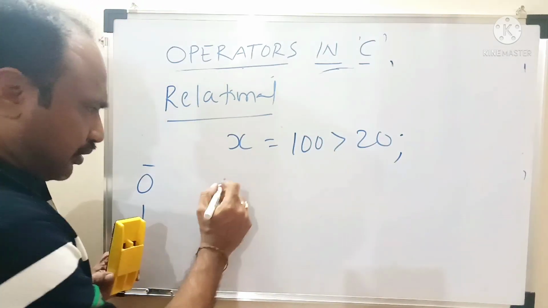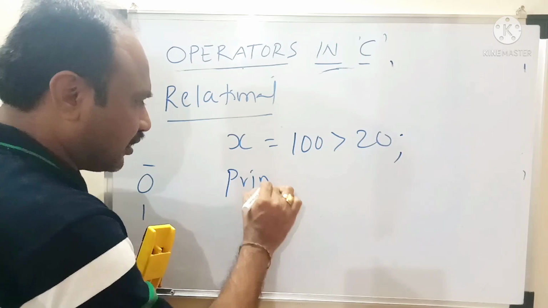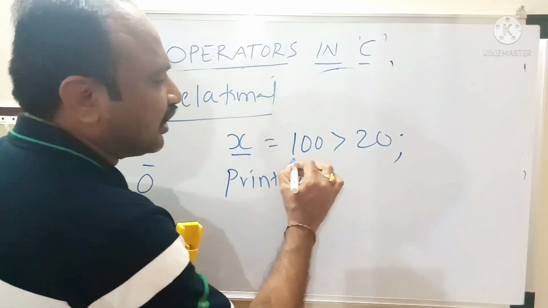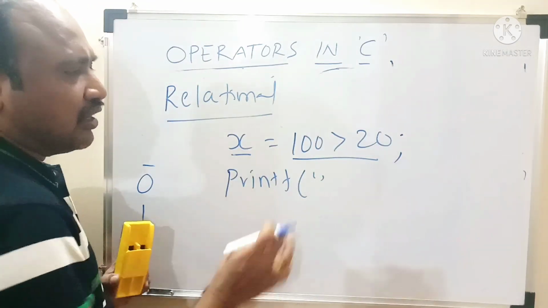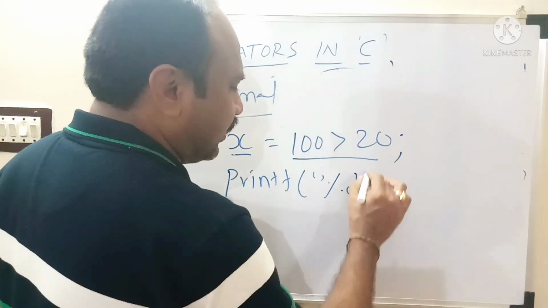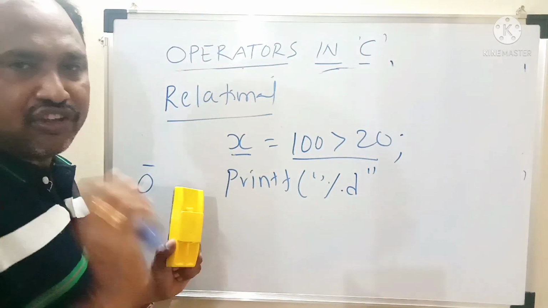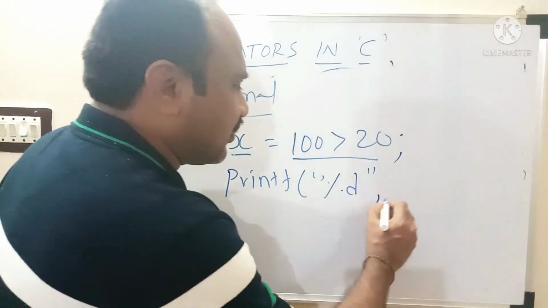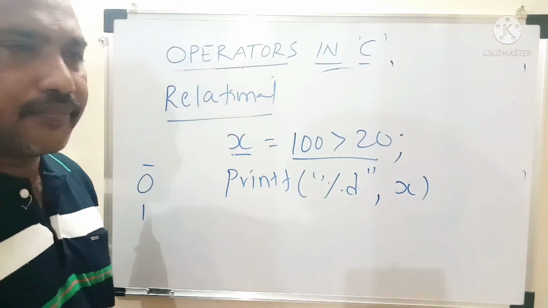Sir, I want to check it. printf, where our result is there, underline x. What value is x holding? If the condition is true, the answer is 1. If the condition is false, the answer is 0. To print that value, x is holding an integer value. To print an integer value, use %d. The result is under the name x. Simple.